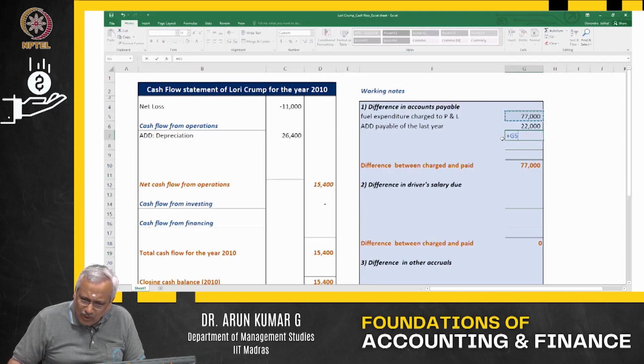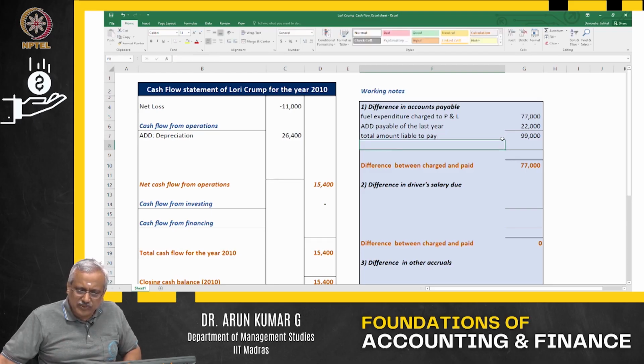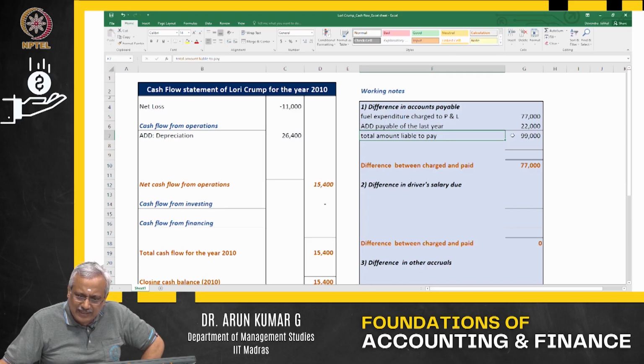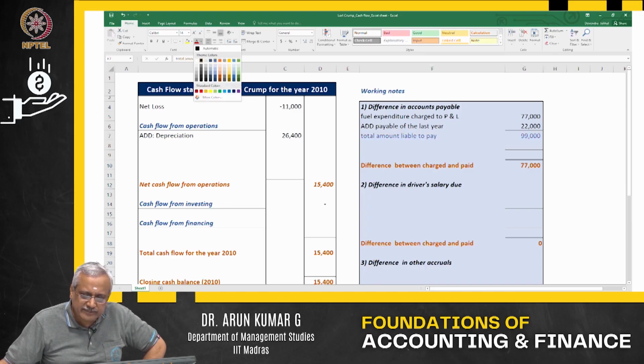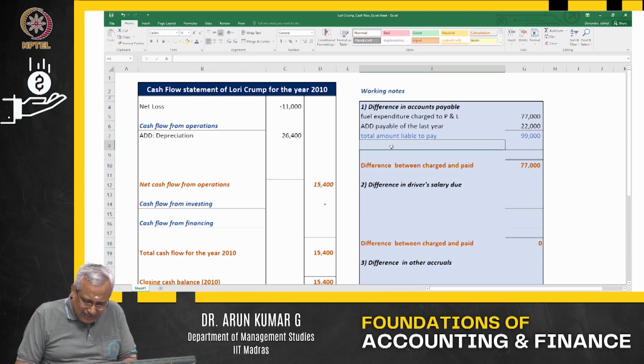So, what is the total amount that is payable? The total amount you are liable to pay is 99,000. How much is still due at the end of the year?